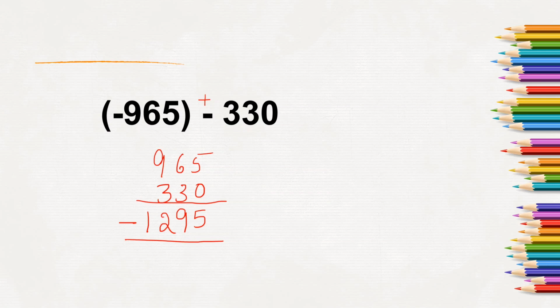You can think as already I have a debt of 965 rupees. Again, minus means taking away, right? Again, I am taking 330 rupees as debt. So, I have to return 1295 rupees, which will be in negative.